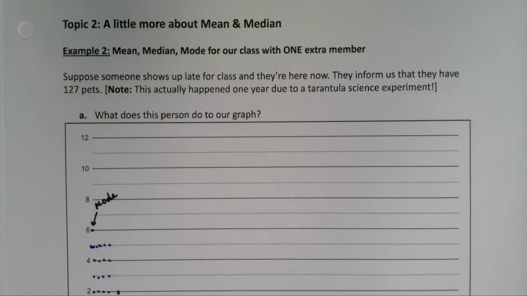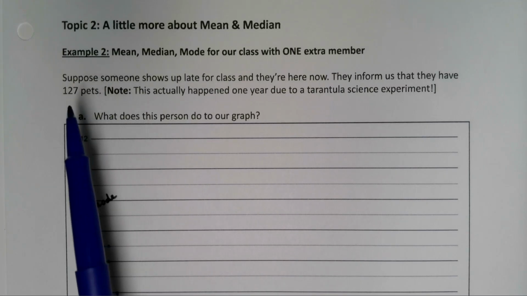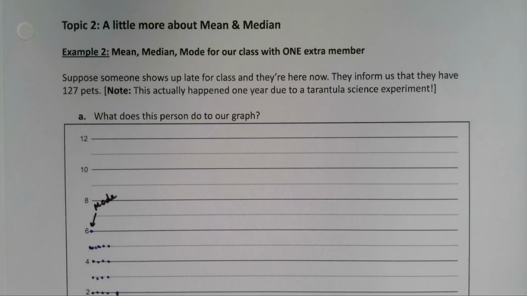Now we want to explore mean and median a little bit more. Suppose we have one new class member. They showed up late for class. We have to add them into our data set. And they have 127 pets.